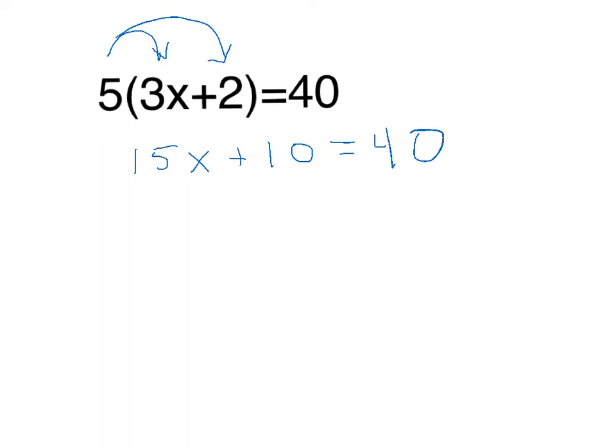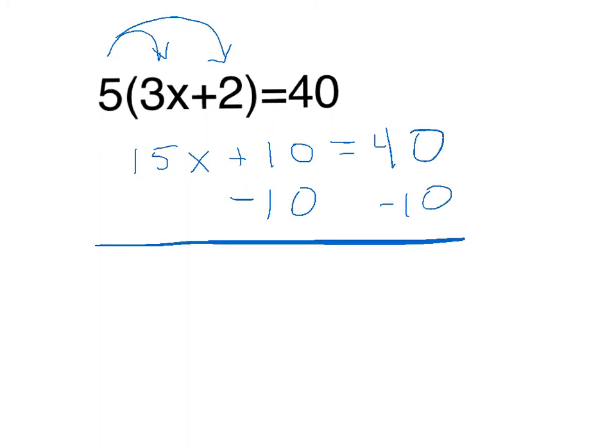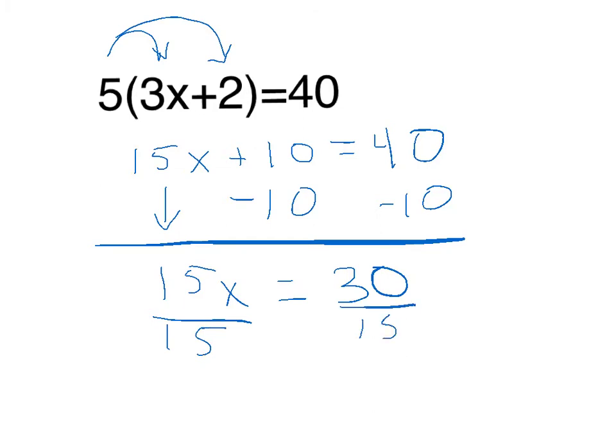Now it's just a two-step equation, so we want to perform addition and subtraction to get the constant away from the variable, so minus 10 to both sides. That leaves us with, bring the 15x down because we didn't do anything to it, 15x equals 40 minus 10 is 30, and our last step will be to divide both sides by 15. X equals 30 over 15, or 2.